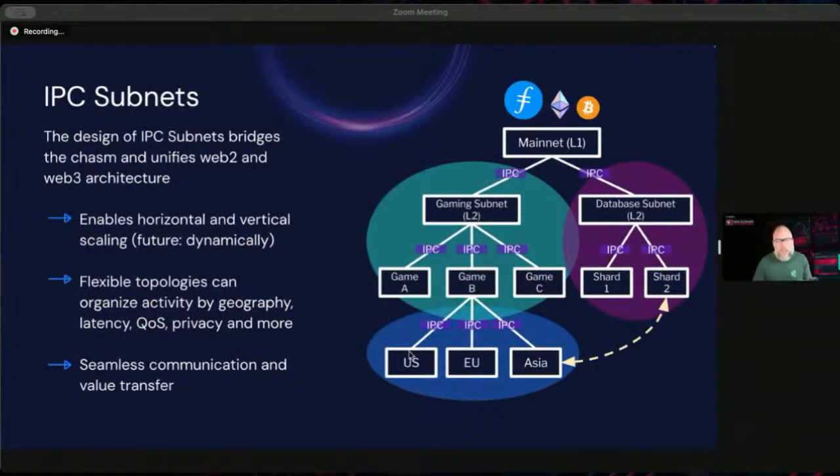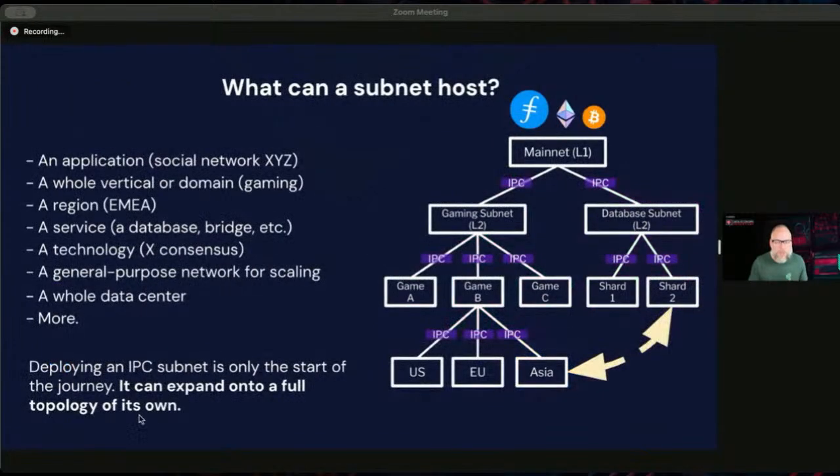So as I showed, with IPC you have a main net. In this case, say Filecoin, but it could be any EVM network. There are even people looking at interfacing it with UTXO networks like Bitcoin. So you could have layer 2 networks that might be for a particular application, say gaming or databases. Particular games might have a layer 3, and then you might have regions that might have a layer 4, right? So you can create this however you want.